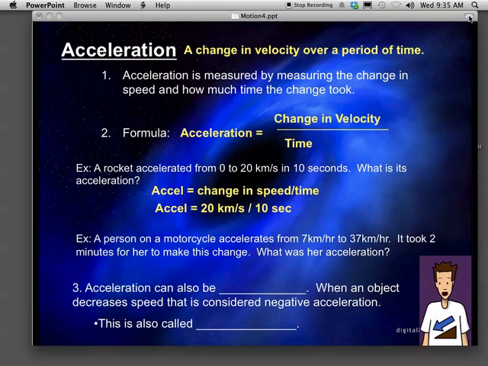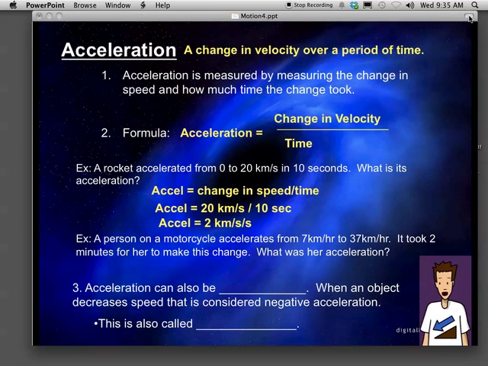Anyone want to take one more guess before we move on, Nicholas? 2 kilometers per second. What was it? Per second. Okay, yes. It's 2 kilometers per second per second. Does that make sense? No.